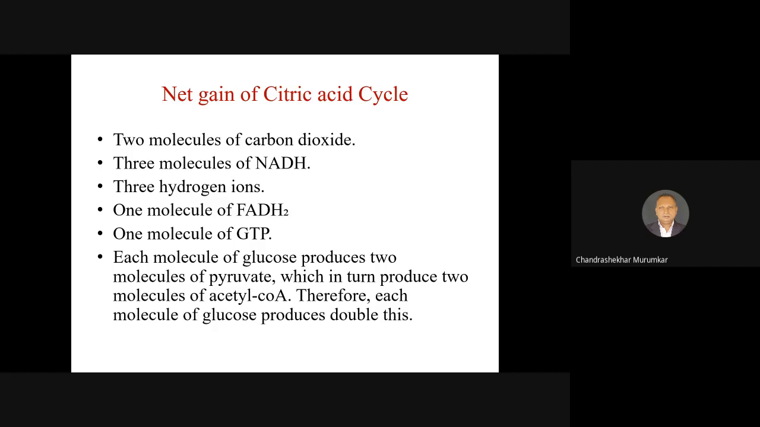Each glucose molecule, obviously when it produces the 2 pyruvate molecules, which in turn are producing the 2 molecules of acetyl-CoA, and then acetyl-CoA is undergoing this whole TCA cycle or citric acid cycle. It means that for every glucose molecule, this cycle takes place 2 turns. So obviously we have to double these oxidation steps.